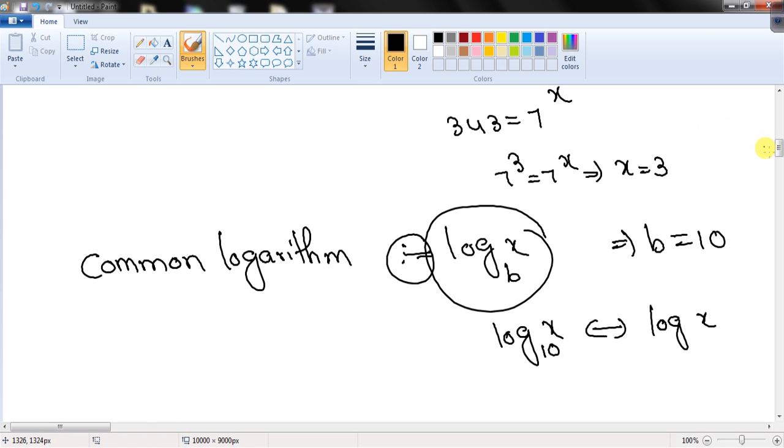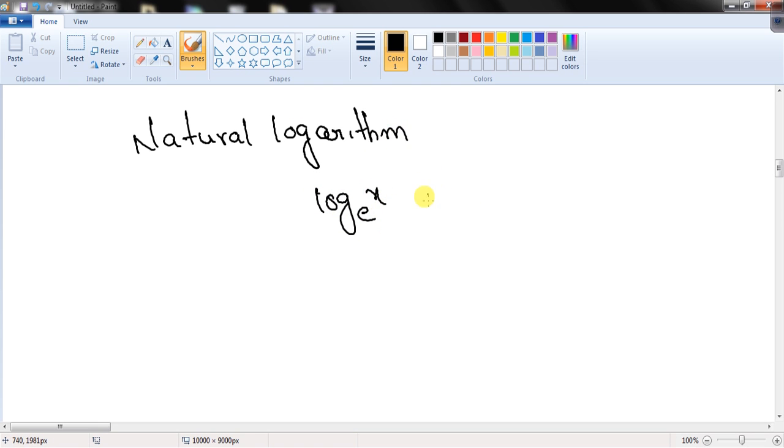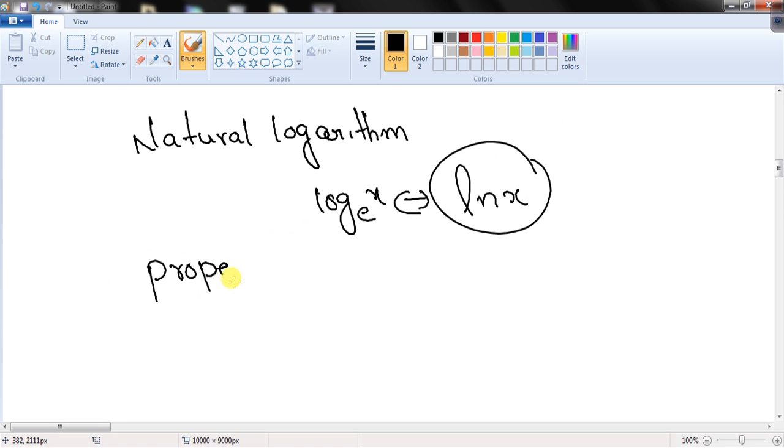The next is natural logarithm. What is natural logarithm? If the base is e, natural logarithm is log x to the base e. Since the base is e, we can also write it as ln x. Ln x means we should understand it as log x to the base e. Now we shall learn about the properties of logarithms.